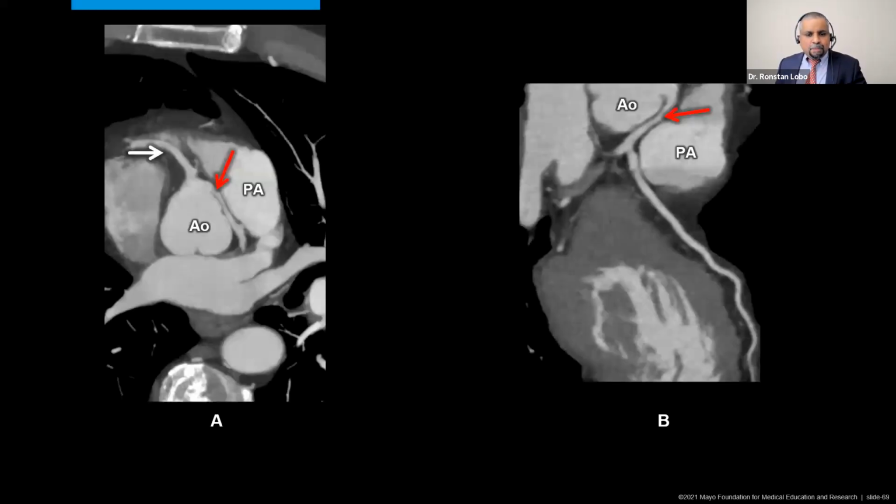So I'm going to show you the CT images again. This is panel A showing an axial slice with the aorta and pulmonary artery labeled. The white arrow shows the right coronary artery coming off the right sinus, and the red arrow shows the anomalous left coronary artery coming off the right sinus. And it's taking an interarterial, but more importantly, an intramural course. Panel B shows a curved planar reformatted image showing the anomalous left coronary artery coming off the right sinus and taking an interarterial course, subsequently branching off to the LAD and left circumflex arteries.